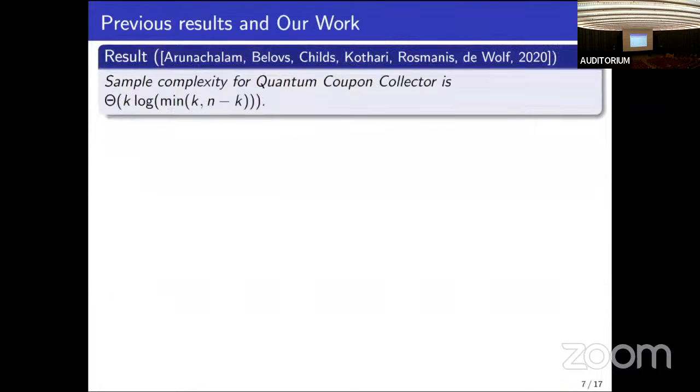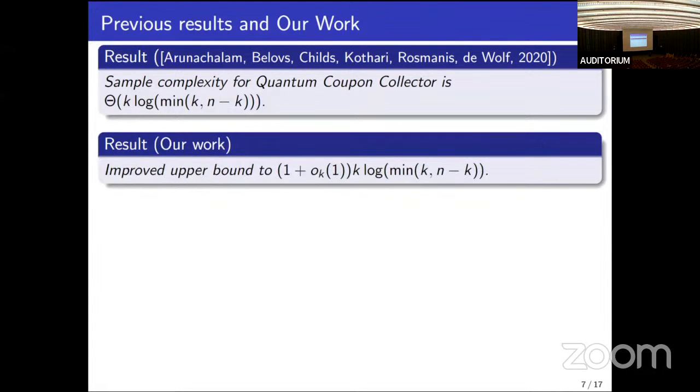However, in 2020, it was shown that if the size of the complement is small, then actually there's a much faster algorithm for quantum coupon collector with arbitrary quantum measurements. So I'll now talk about our improvements. For this algorithm, we showed an improved algorithm which further reduces the constant factor down to 1.